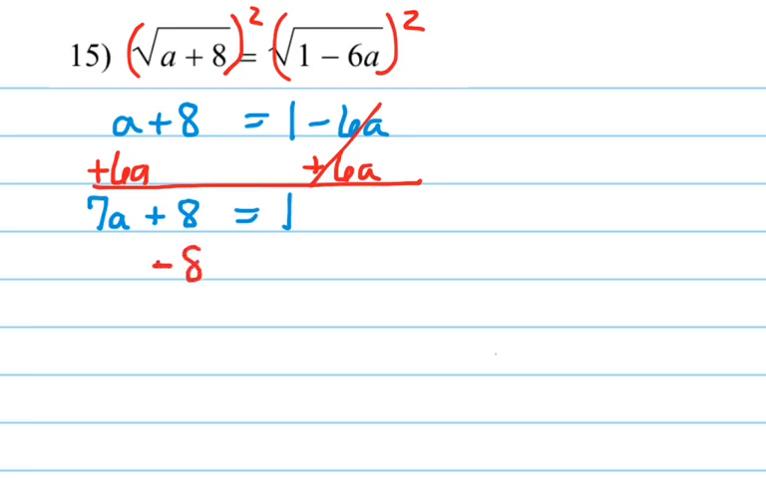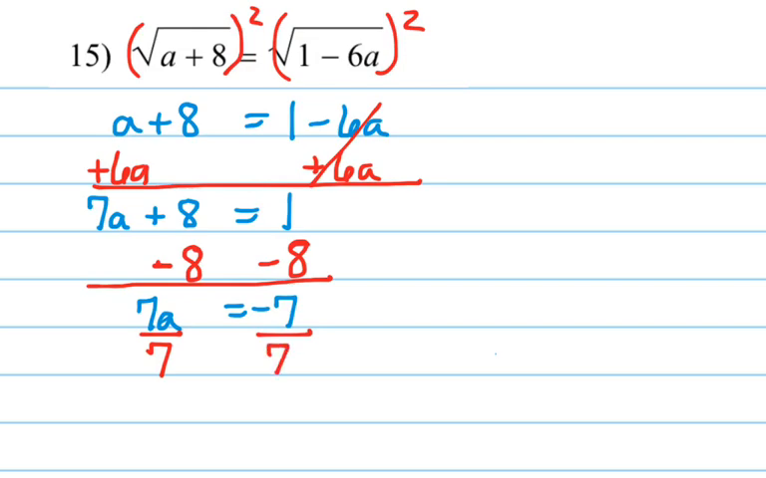Now I need to move the 8 over to the right to be with the 1. And so this time I need to subtract because the 8 is positive, giving me 7a is equal to negative 7. Now I need to separate the 7 away from the a, and it's being multiplied, so I need to divide. And so a is equal to negative 1. That is my answer. If I was to go back and evaluate negative 1, I will not end up with negatives under either square root, and they come out with the same number on each side. So that tells me this one does check out.